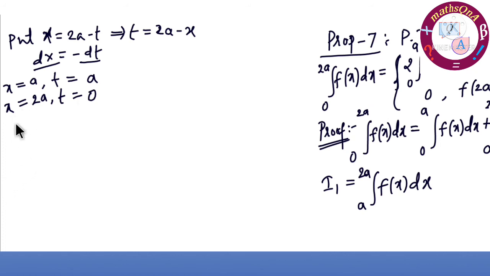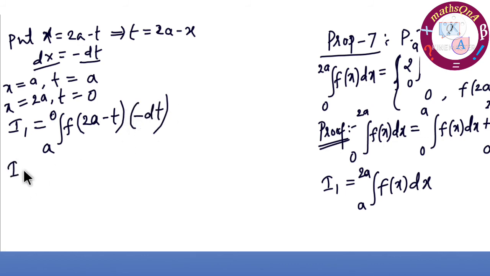Okay, then I1 becomes, I1 is equal to integration of, in place of a the limit is a, and in place of 2a the limit is 0. Here I wrote 0. f of x, x means what, 2a minus t, so I will write 2a minus t. Next dx, in place of dx it is minus dt. Then I1 is equal to integration of, minus dt is there, minus bring outside, so I will write here minus, limit a as it is and 0 as it is, f of 2a minus t into dt.